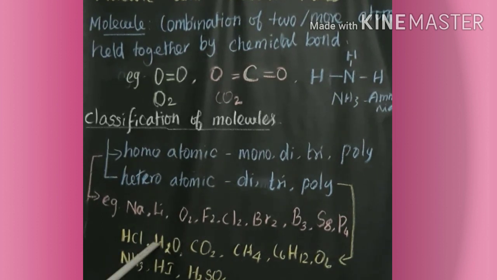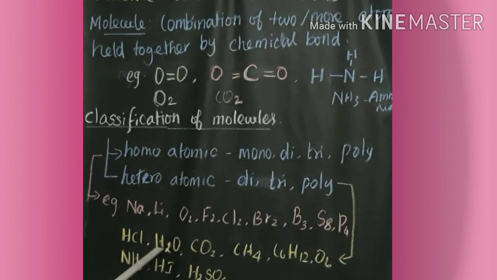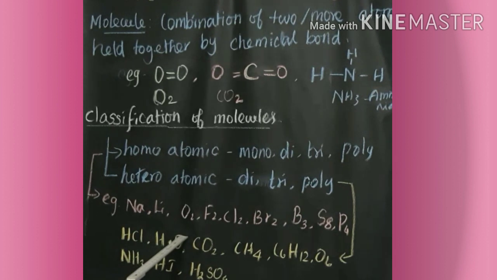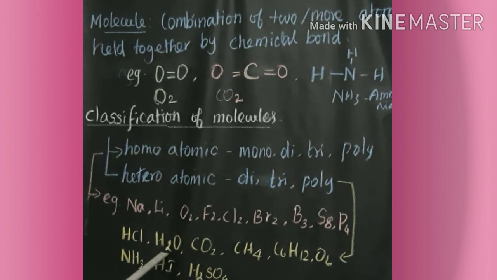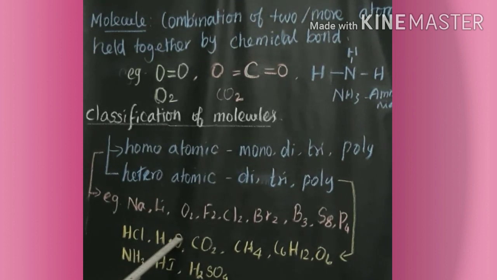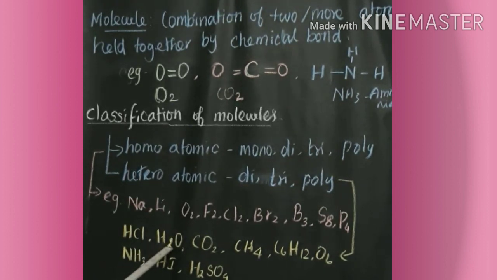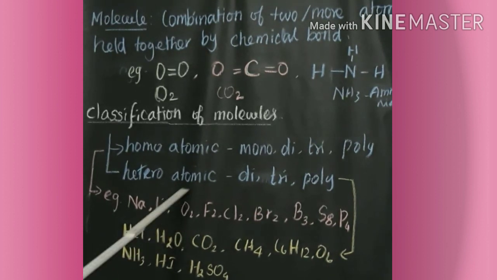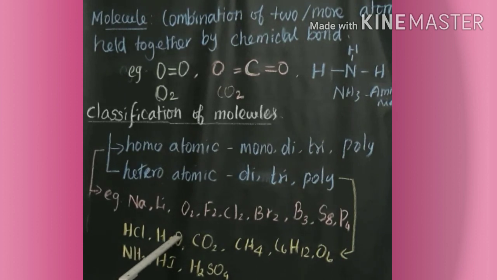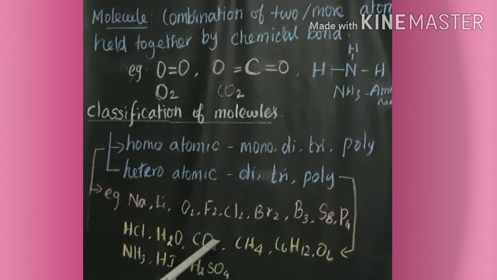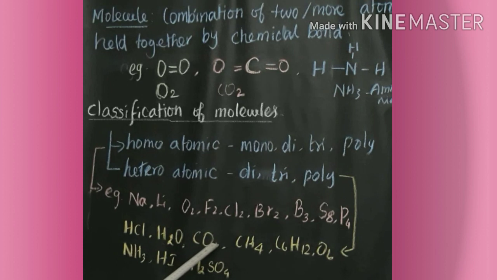In the case of H2O, 2 different atoms, hydrogen and oxygen, but here 2 hydrogen atoms and 1 oxygen atom. So it is an example of a hetero triatomic molecule. 2 hydrogen atoms and 1 oxygen atom form 3 atoms in the molecule. This is a hetero triatomic molecule, and this is also hetero triatomic: carbon and oxygen, and it contains 3 atoms.